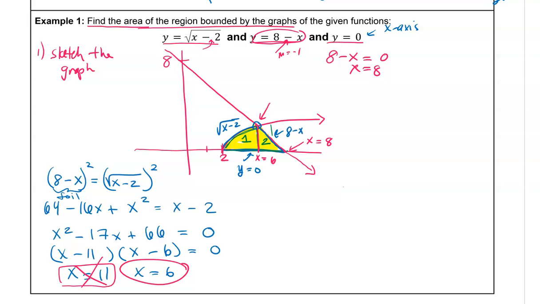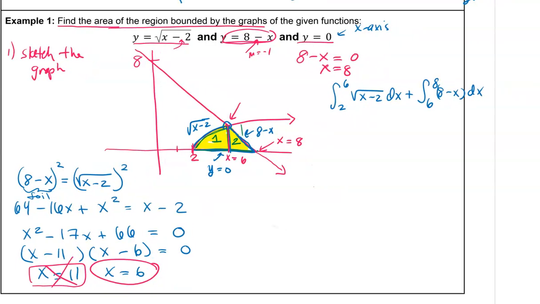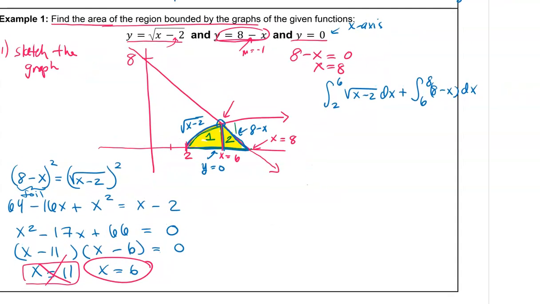So if I do find this area with respect to x, I would have to set it up with 2 integrals. I'd have to integrate from 2 to 6, and I'd be taking the antiderivative of the square root of x minus 2, and then I'd add that to this area, which I could just do the area of a triangle here, or I could integrate from 6 to 8, and it would be this equation of 8 minus x. So that is option number 1, is to evaluate this.